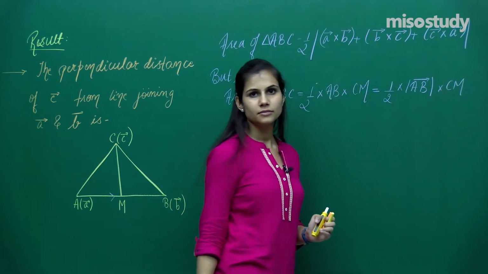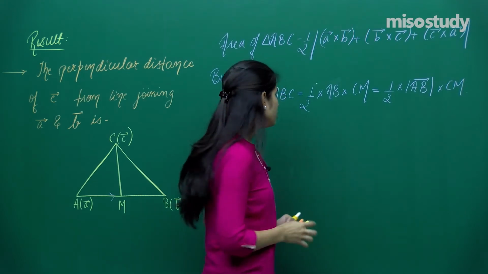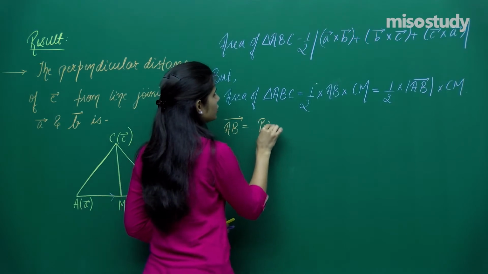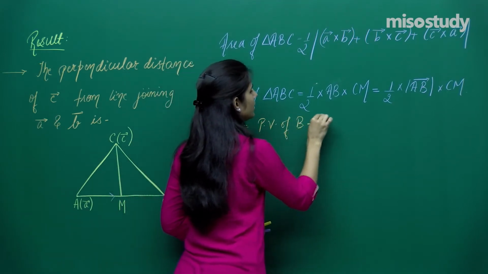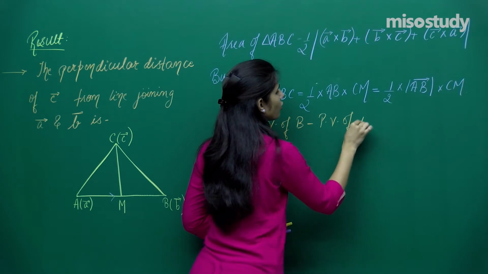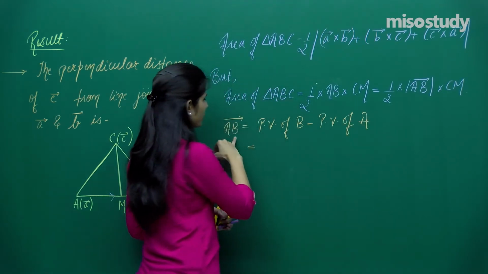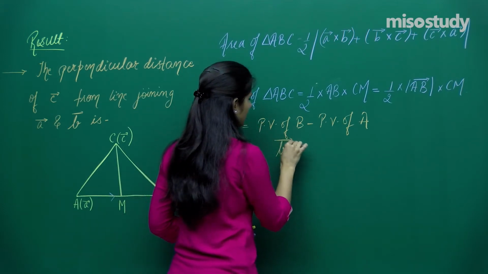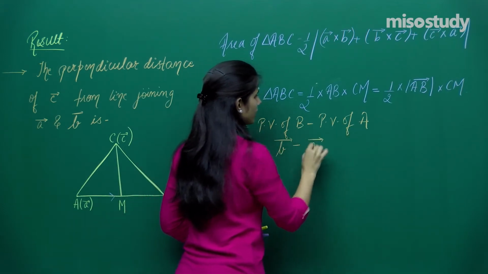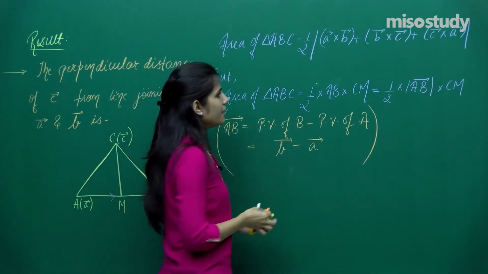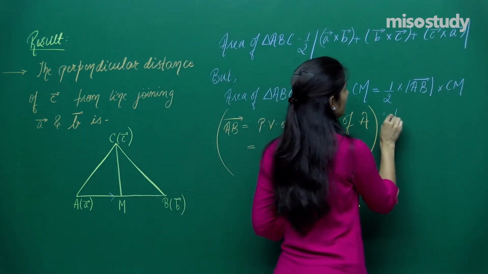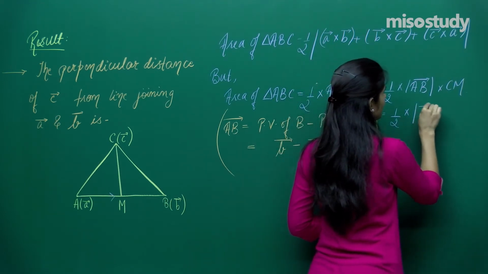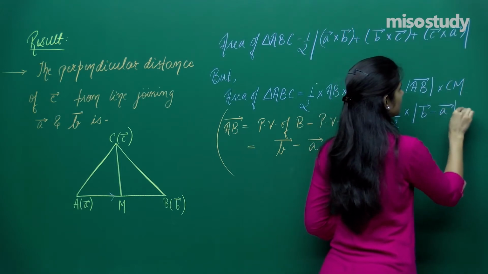into CM. What is AB vector? Well, you know that AB vector is position vector of B minus position vector of A. Position vector of point B is small b vector. Position vector of A is small a vector. And therefore, at this particular point of time, I can write this as half of magnitude of B vector minus A vector into CM.